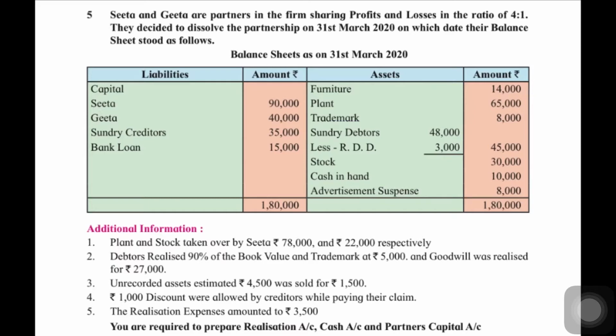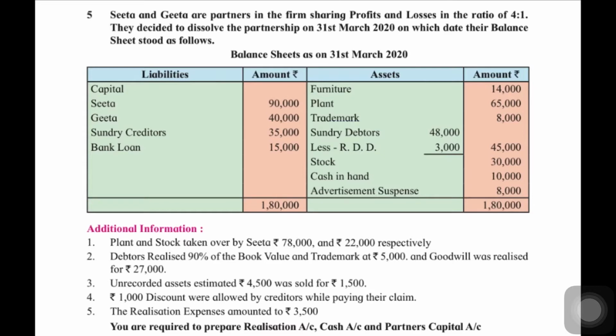Okay. Now, additional information, plant and stock taken over by Sita, the values are given to you. So, you will have in realization account by Sita capital, you will write these values. Debtors realized 90% of their book value and trademark at 5,000. Goodwill was realized for 27,000. So, all this, the first effect will be where? Realization account credit side, okay? And the second effect, it will be cash. You are receiving cash for that.